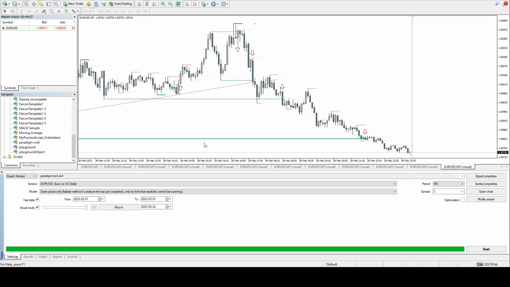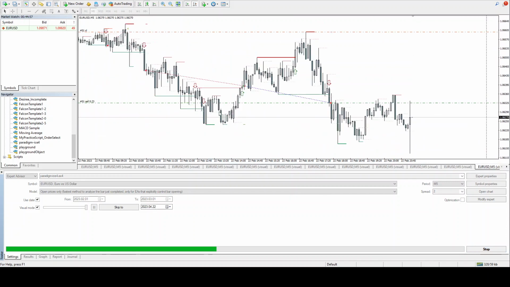So let's run it with the Q zone filter. So I'm going to change the expert properties to restrict trade during the Q zone. I'll set that to true, and then I would run it again.